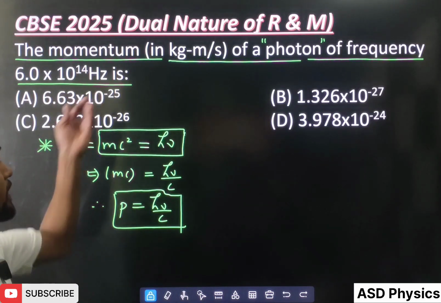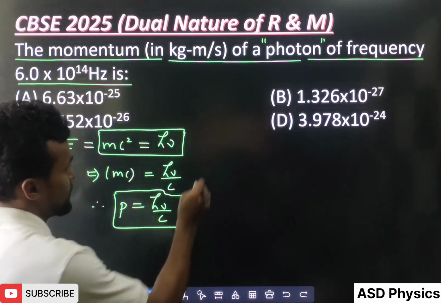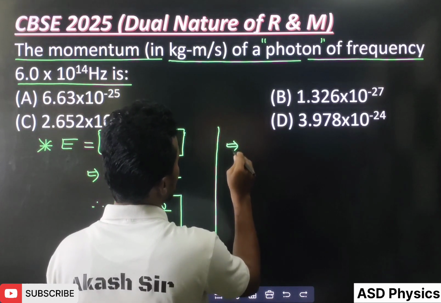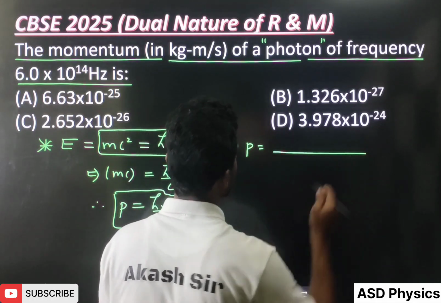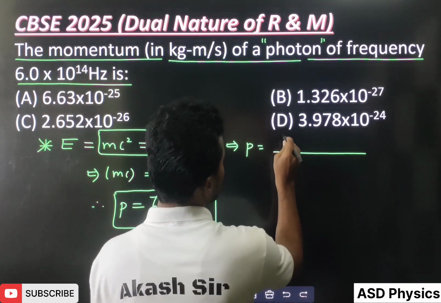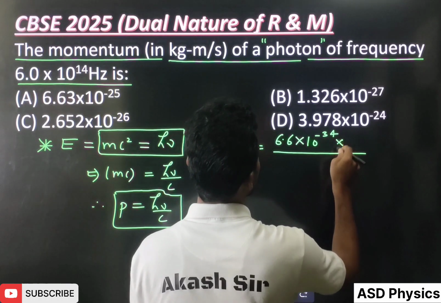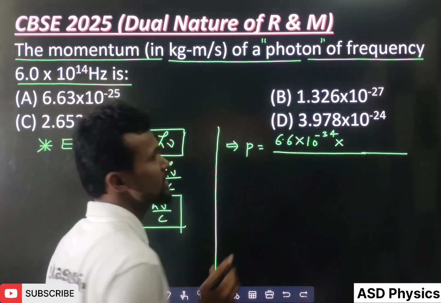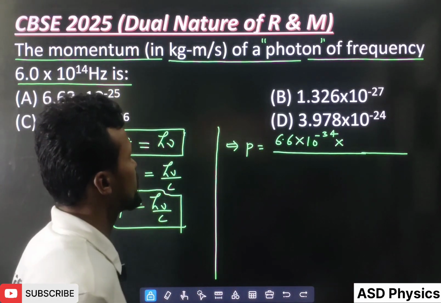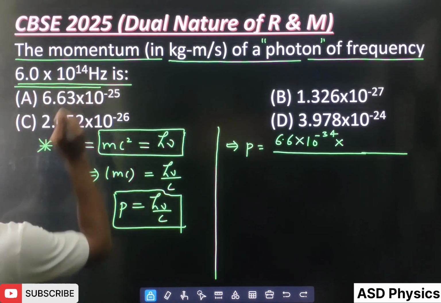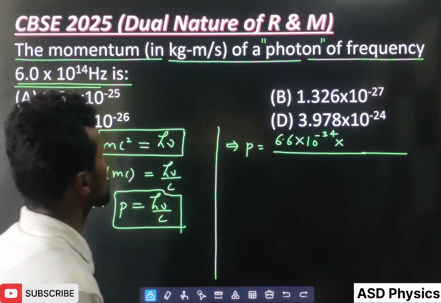What is the momentum here? hν by c, for the photon. So this P is given by hν/c. What is the value of h? We know very well, 6.6 × 10⁻³⁴. The unit will be joule second, but everything is in SI, so no need to worry about the unit. After that, the frequency they are telling is 6 × 10¹⁴.